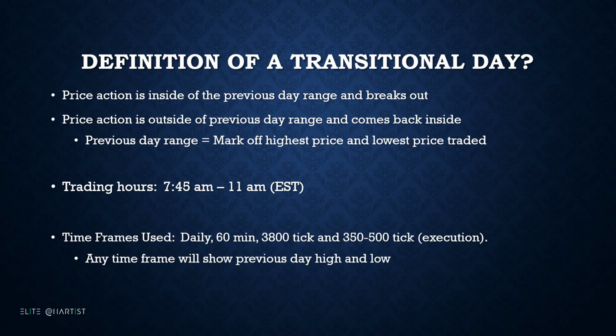The timeframes that I'm using are daily and 60-minute for my higher time frame levels and trend. I use the 3800 tick chart as an intermediate time frame. It's not really a time frame, it's a tick chart, but sometimes I don't use that and I'll jump right to the 60-minute. And lastly, I'll use 350 to 500 tick charts for execution. So that's my smallest candle chart. Again, you can use any time frame to see the previous day high and low, which will start to paint the picture of the context of the morning.